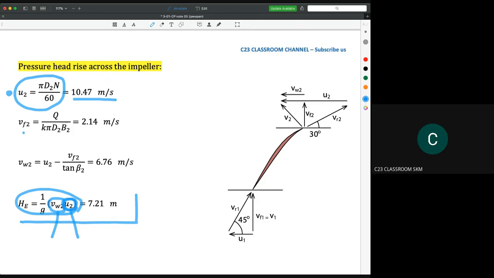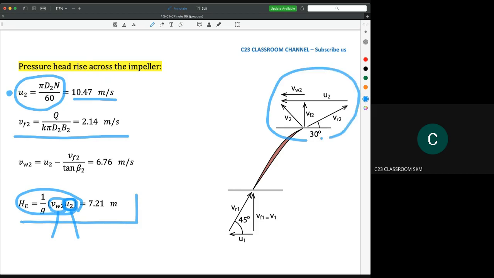VF2 can be calculated by using this equation. You will get 2.14 meter per second. And then the value of V2 can be calculated by looking at the velocity triangle here. We have a 30-degree opening here, and then you will get 6.76 meter per second. Using all the parameters here, you will get the value of Euler head as 7.21.